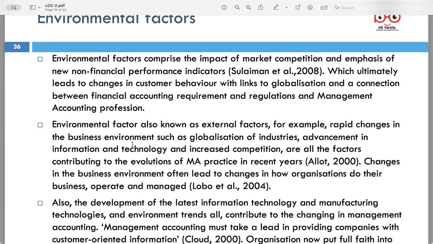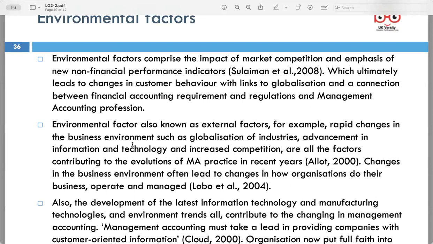So according to Lobo, 2004, changes in the business environment nearly always result in modification to the manner in which companies conduct their operations and managers manage their businesses. In addition, the advancement of the most recent information technology and industrial technologies, as well as environmental trends, all contribute to the transformation of the management process.